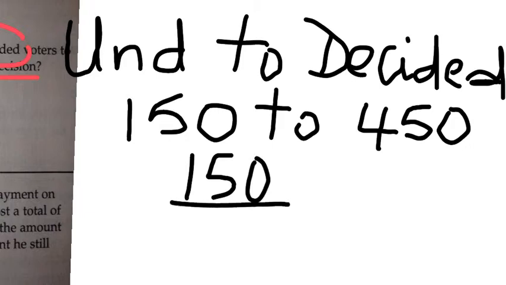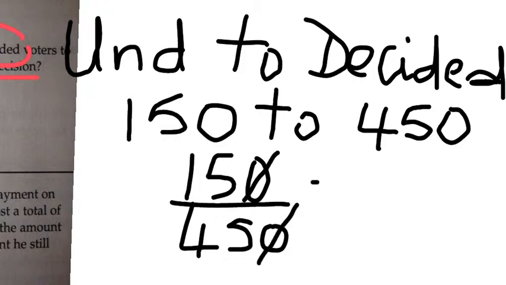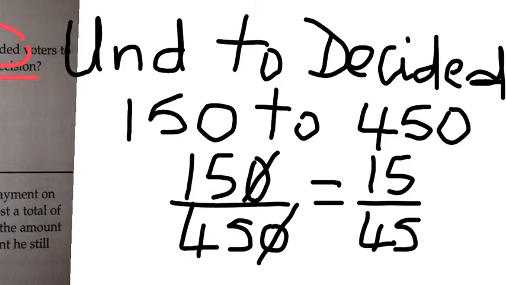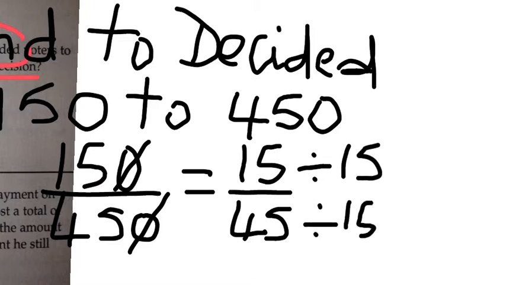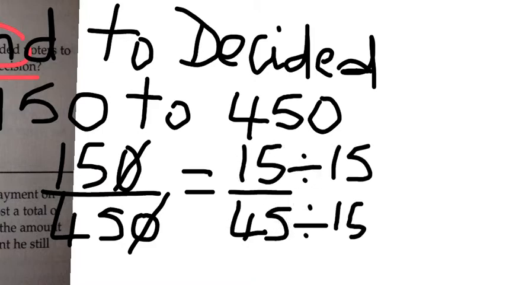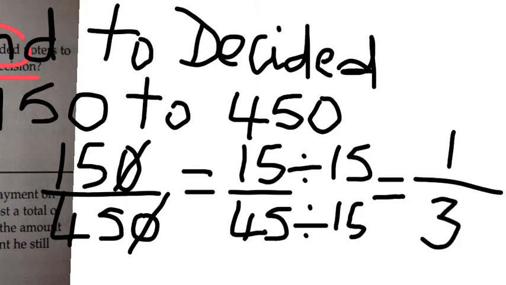So I set up my ratio as a fraction, so 150 over 450. Now notice how they both have zeros. I cancel that out, so 15 over 45. Now, since both numbers can be divided by 3 and 5, they can obviously be divided by 15. So you can simplify by 15, and you can simplify by 15. Now you could do 5, but then you're going to have to simplify some more with 3. So just do 15 at the beginning. So 15 divided by 15 is obviously 1, and 45 divided by 15 is 3, and your final answer is 1 to 3.